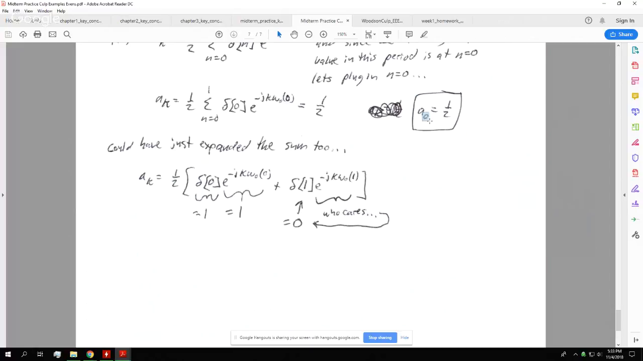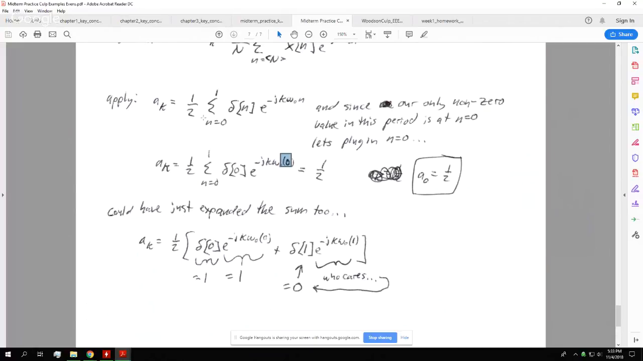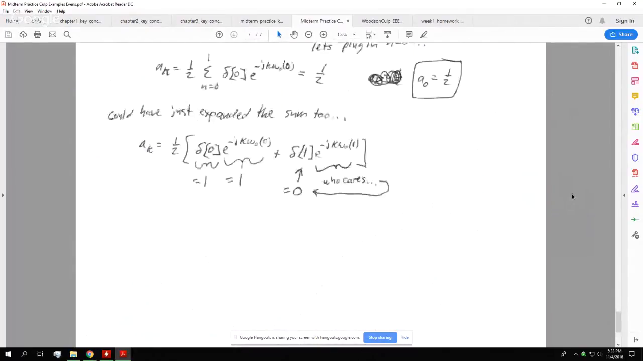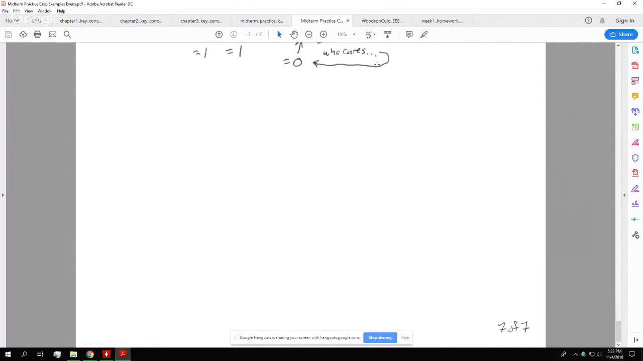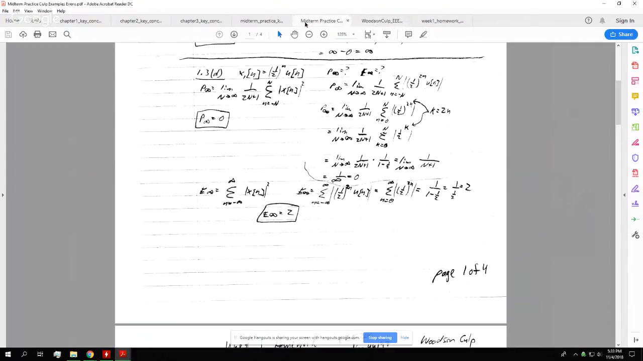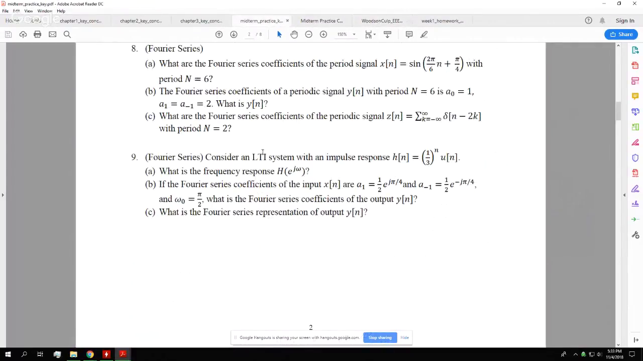And remember, I chose this 0 here because this was 0 here. This was 0 here. All right, hopefully that makes sense. And that is part C of problem 8. So I'm all done here, and we're going to give it back to James, and he's going to go on to problem 9.